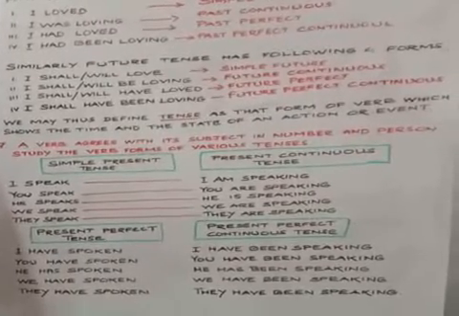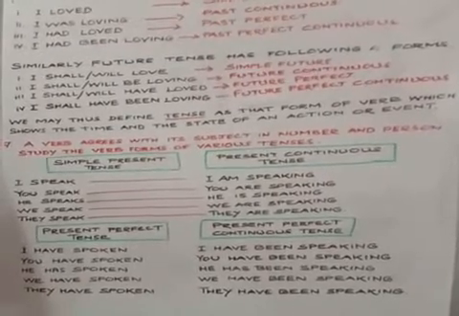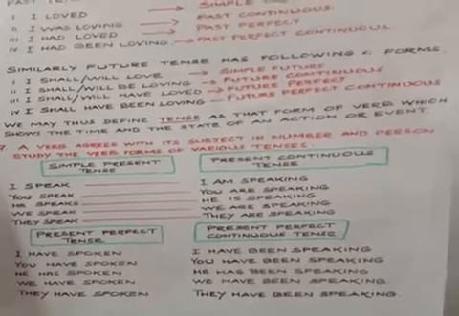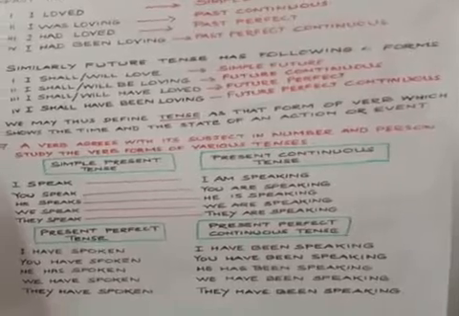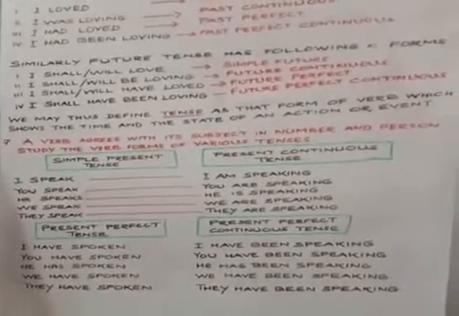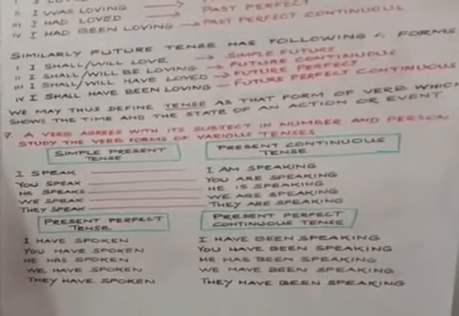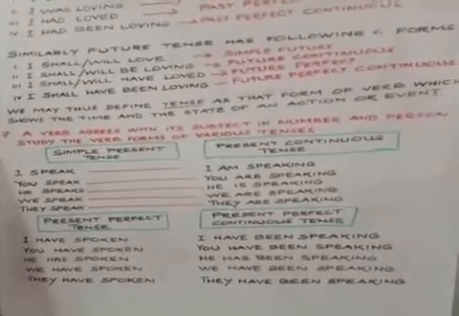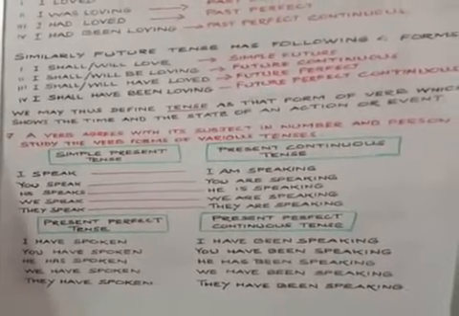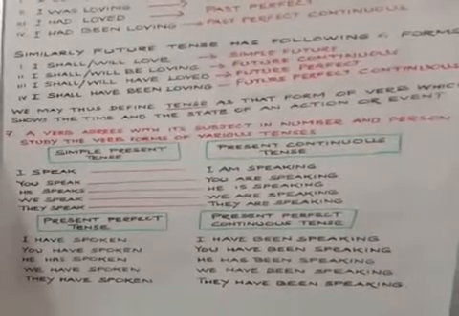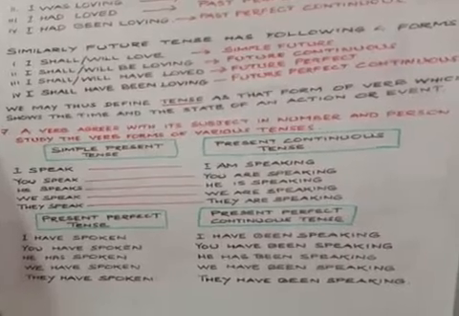The verb agrees with its subject in number and person. Study the following verb forms of various tenses. Simple present tense, we have 2, simple present tense and present continuous tense. See, I speak, I am speaking. You speak, you are speaking. He speaks, he is speaking. We speak, we are speaking. They speak, they are speaking.